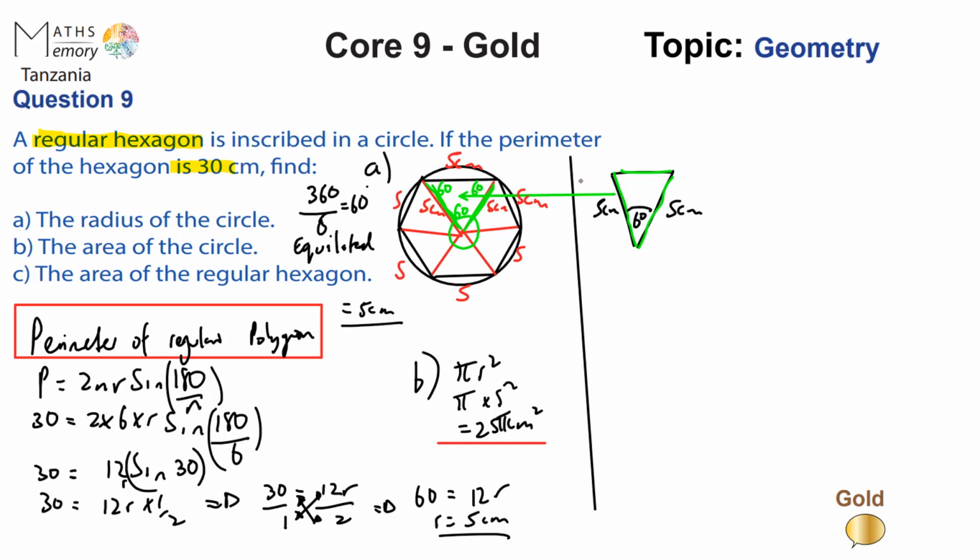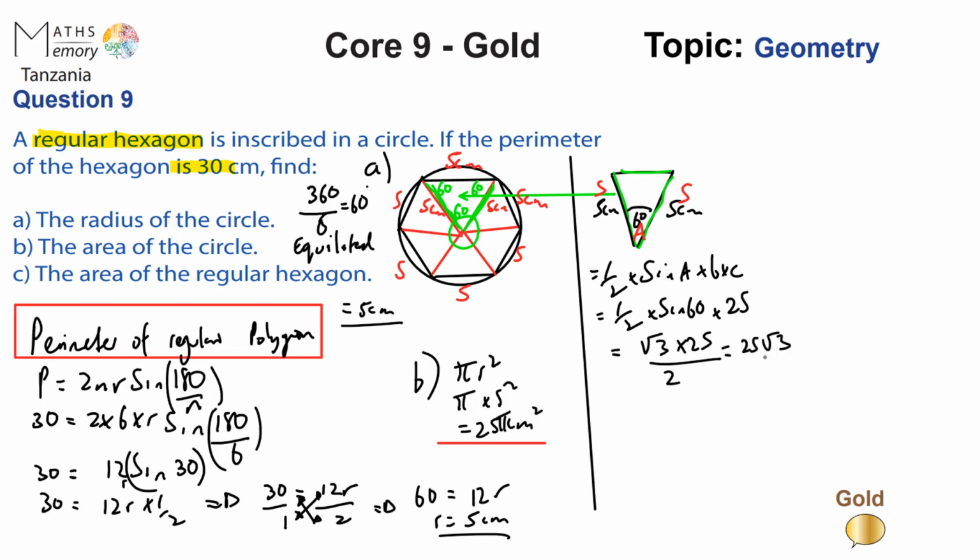So this is like side angle side. We know the side, angle 60 degrees, and side. If you have side angle side, you can work out the area within this. You can say it'll be half times sine A times B times C, which basically is saying it's half times sine 60 times 5 times 5, times 25. Sine 60 is root 3 over 2, so we have root 3 times 25, and this whole thing is going to be 2 over here. So basically it's going to be 25 root 3 over 2.